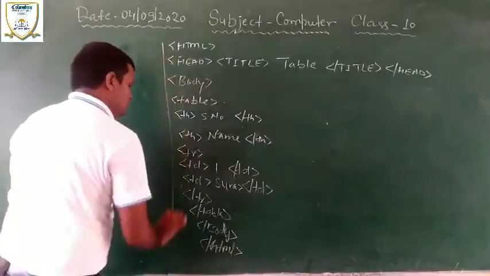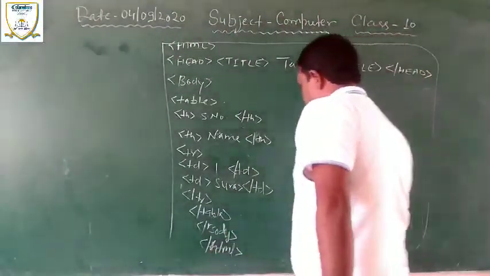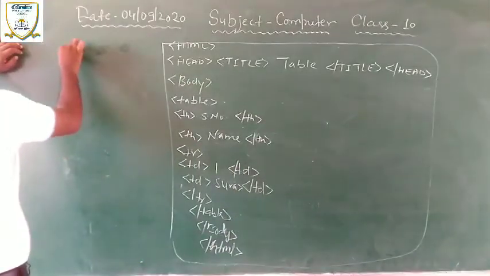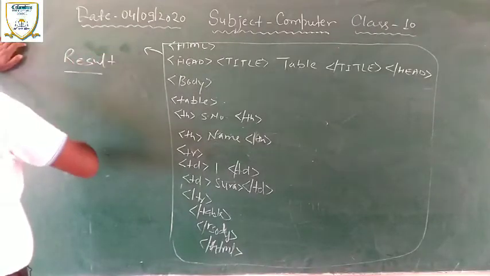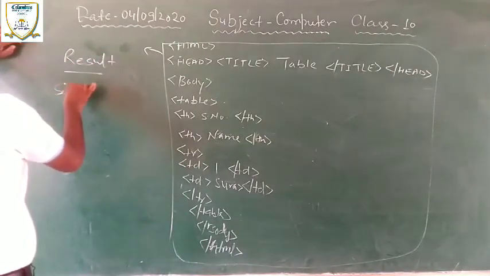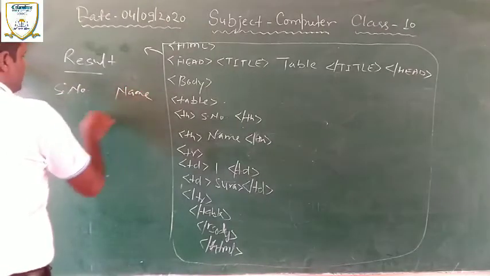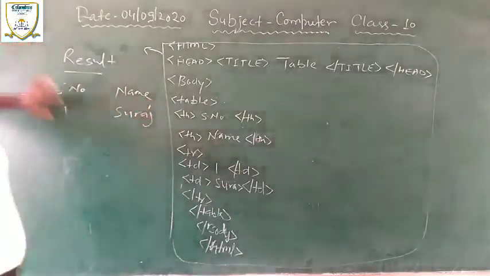Okay, it is the whole tag creating this type of data. Result is this: serial number, okay, and name. So one is Suraj. It represents only this.